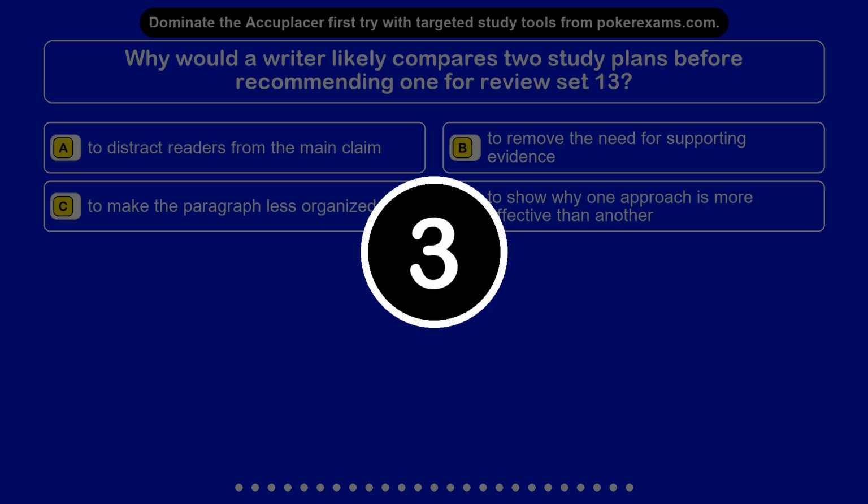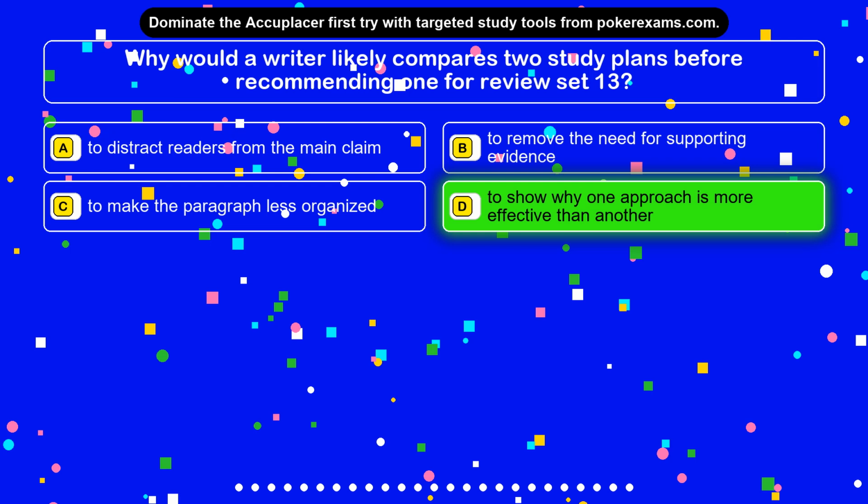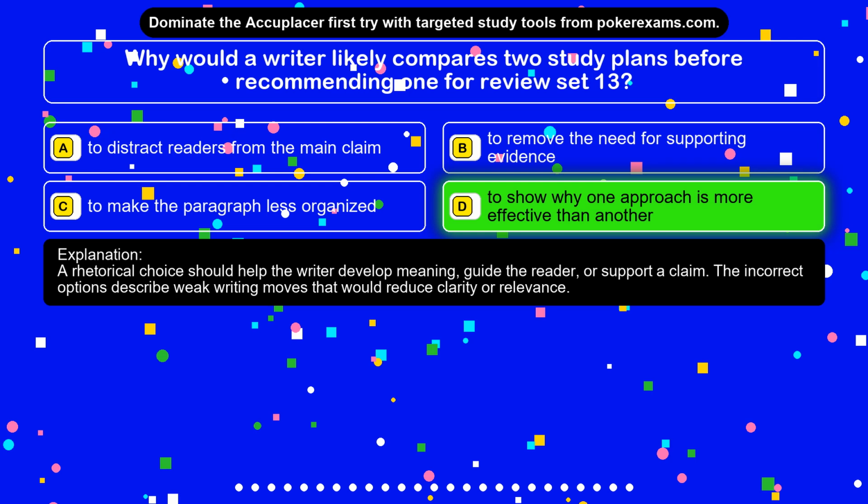The correct answer is option D. To show why one approach is more effective than another. A rhetorical choice should help the writer develop meaning, guide the reader, or support a claim. The incorrect options describe weak writing moves that would reduce clarity or relevance.